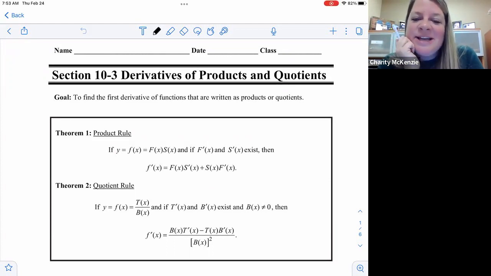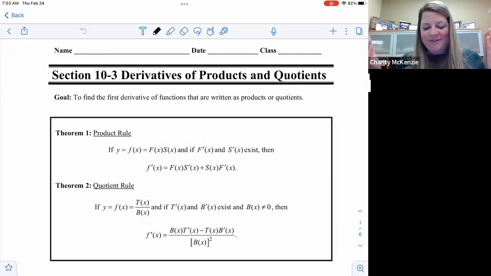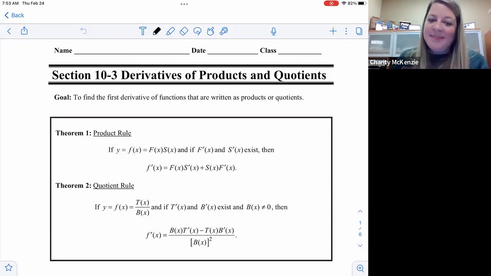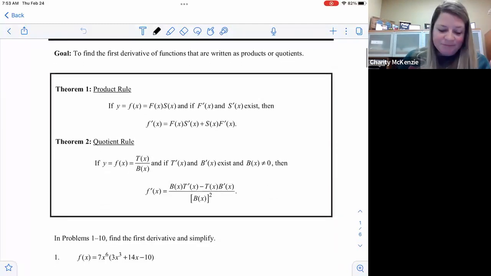So then 10.3 is like, how am I going to take the derivative of something if I have times or division that I cannot simplify? So we know we could simplify some things and then do our derivative. But what if I can't simplify? Then I have these rules right here.